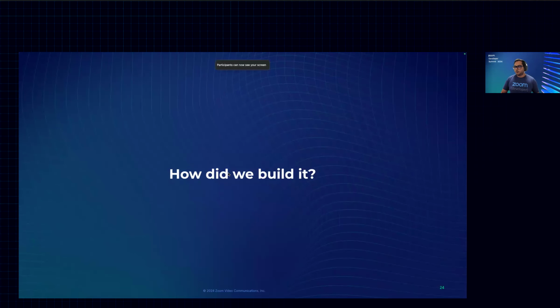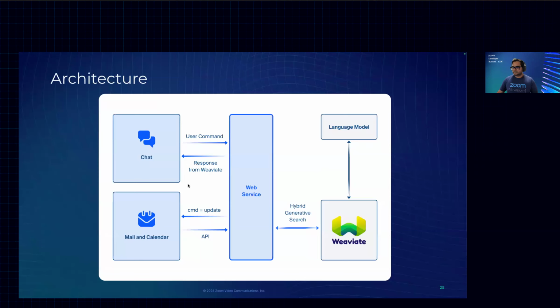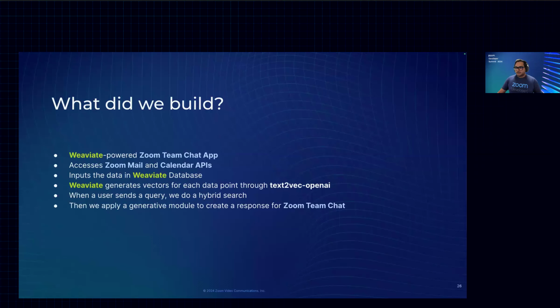Now let's look at how we actually built it. So this is what the architecture of our sample app looks like. As we discussed earlier, this is going to be a Zoom Teams chat app that is powered by Weaviate, and it will be feeding on our mail and calendar data. As I said, we built a Weaviate-powered Zoom Team chat app. It accesses our mail and calendar APIs, and it inputs the data in the Weaviate database.